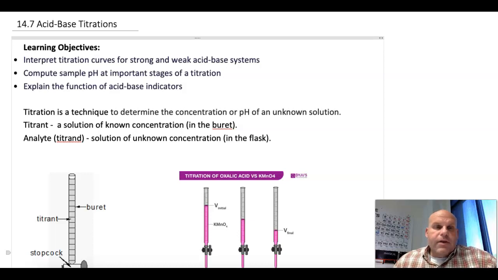Hello, Mr. Simpson here with our section 14.7 acid-base titrations video. As always, please go ahead and pause the video and copy down your learning objectives.